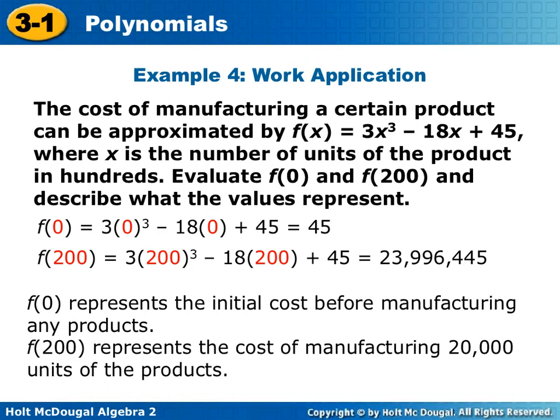Next problem, really nothing new. It's just a story problem. They give you a function and you need to evaluate f of 0 and f of 200. Anytime you're doing that, just like we've seen in the past, just plug in 0 for all the x's and solve. You get 45. Or plug in 200 for all the x's, solve, and you get this large number here.